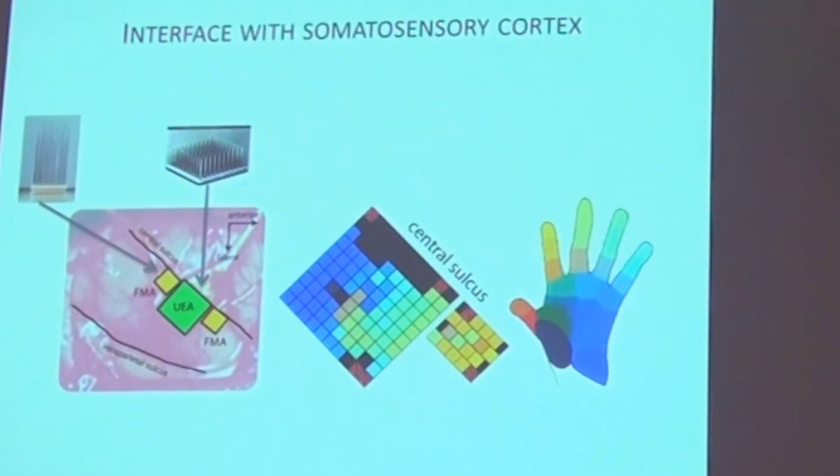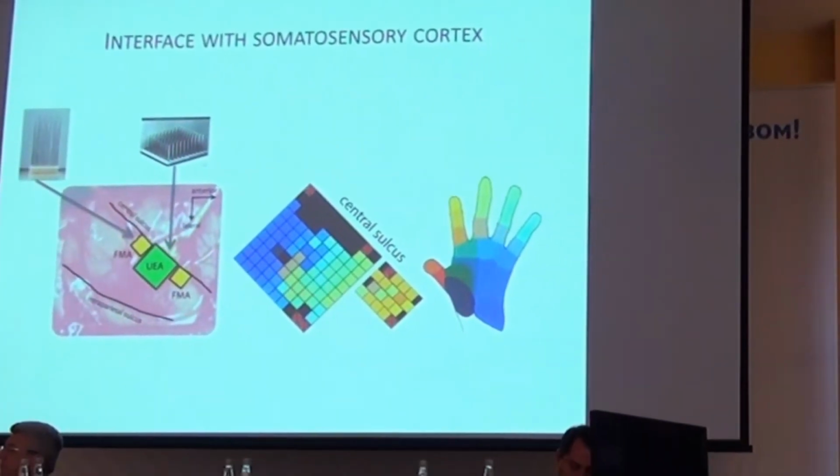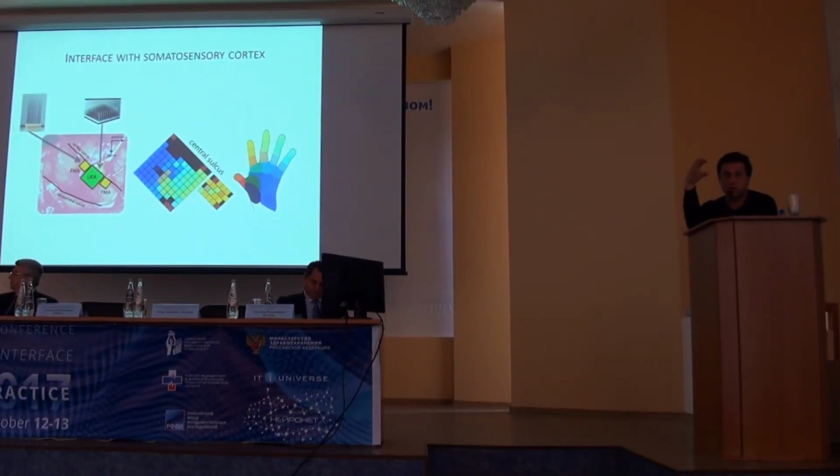And we put these arrays in the sensory part of the brain. So again, these arms are being controlled by reading signals from the motor part of the brain. And now these sensory arrays are put in the somatosensory cortex, which is the part of the brain that receives these sensory signals from the hand.